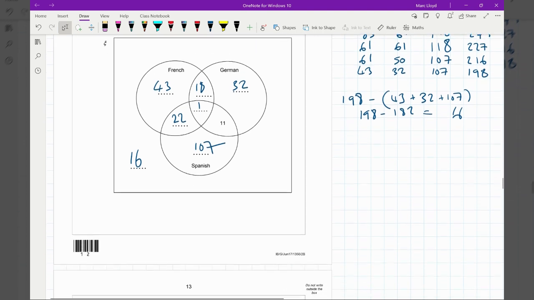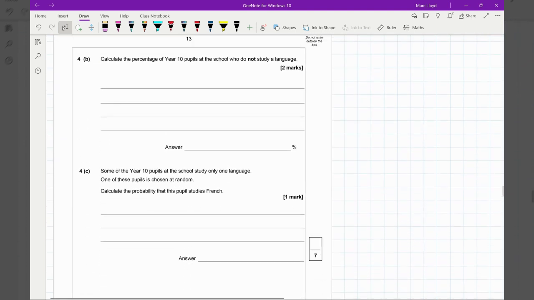Practice those. They come up a lot in GCSE as well. Maybe not with the 3 circles, but do practice them.